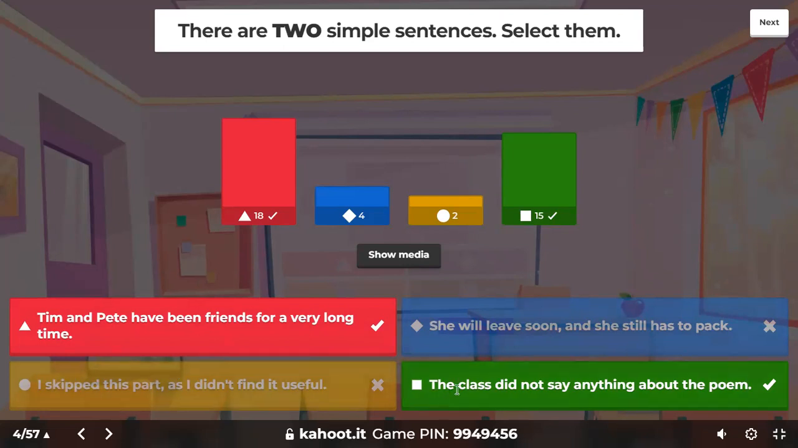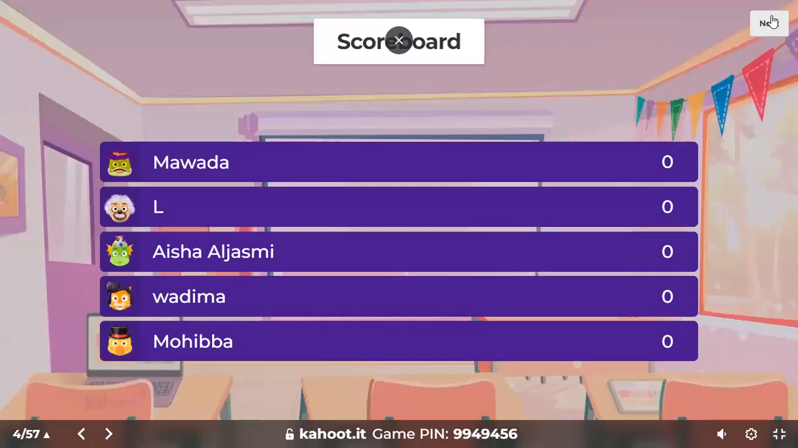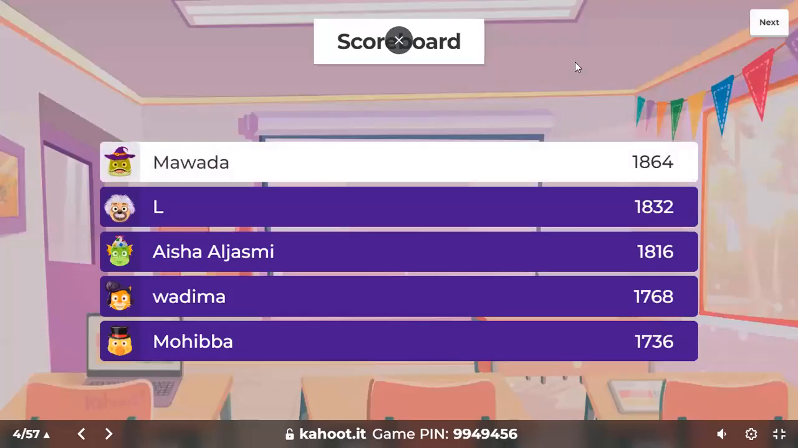Now, the green one, the class did not say anything about the poem. Well, this is a simple sentence. The class is the subject and did not say, well, that's the verb, and that's it. Mawadda, great.